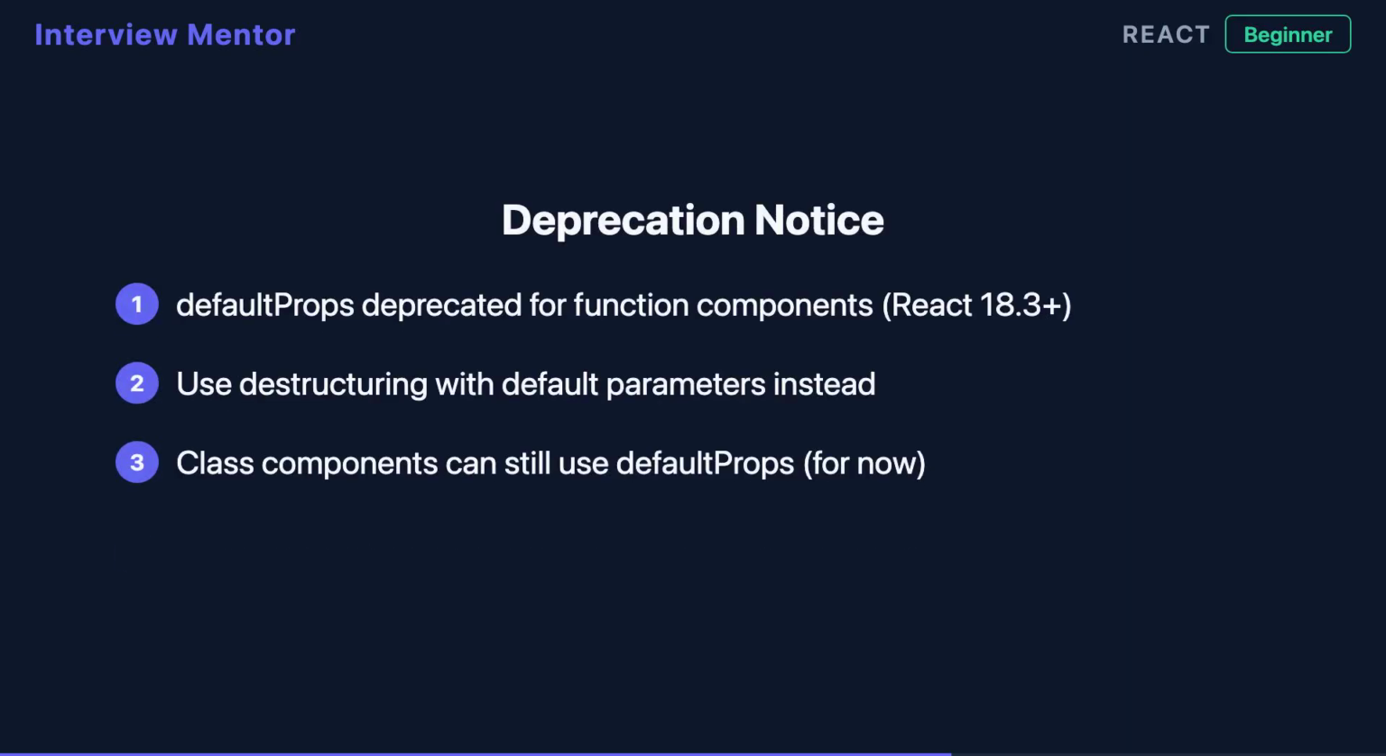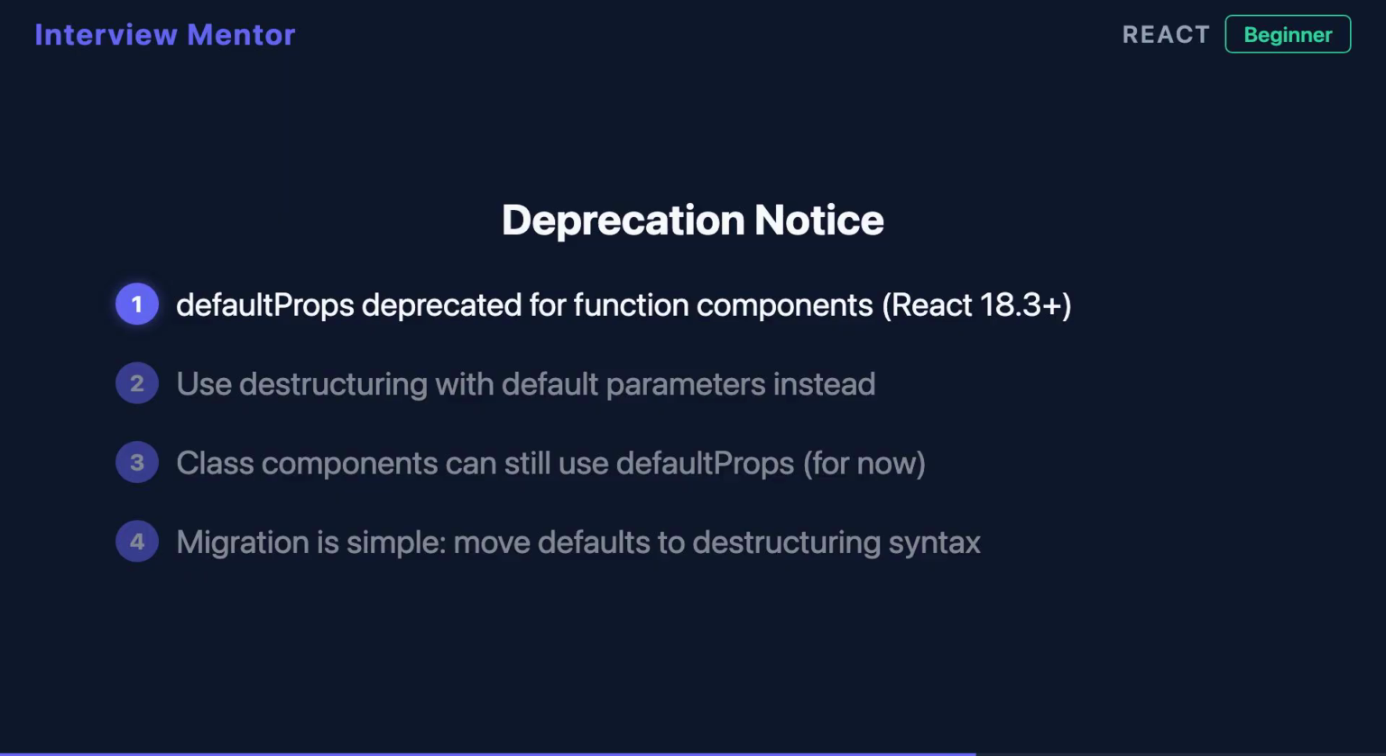Quick heads up, as of React 18.3, defaultProps is officially deprecated for function components. The React team wants you to use destructuring defaults instead. Class components can still use defaultProps for now, but the writing's on the wall.